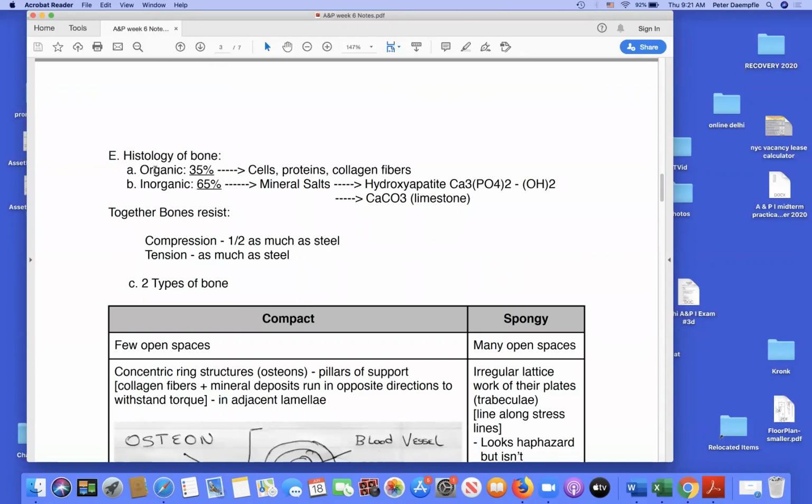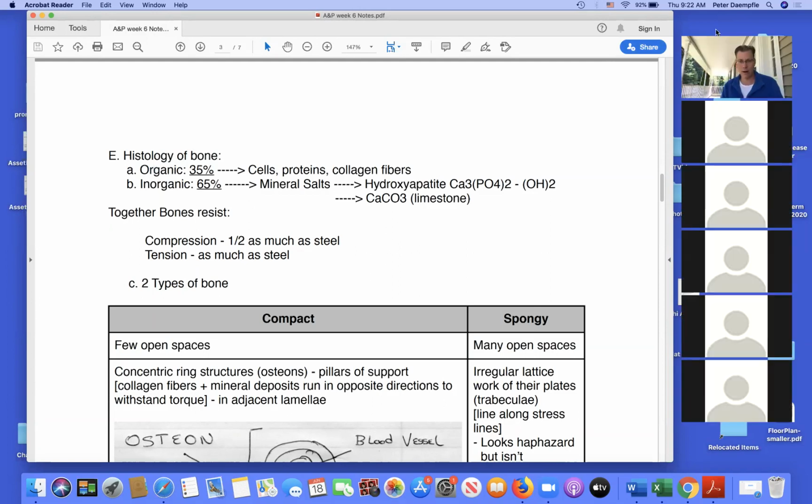I would say that the bone is about 1/3 organic and 2/3 inorganic. What does that mean? Organic is defined, as we know, as a carbon-containing compound. For the most part, that means living material that has carbon. Cells, proteins, collagen fibers, elastic fibers, all of these things have proteins and have carbon, and they're living, like the cartilage that I talked about.